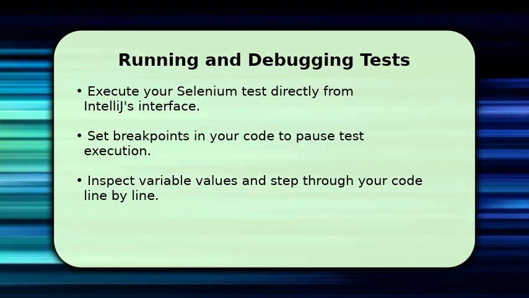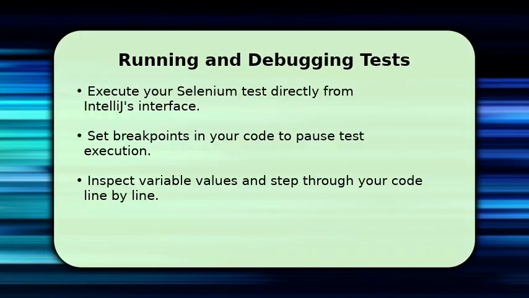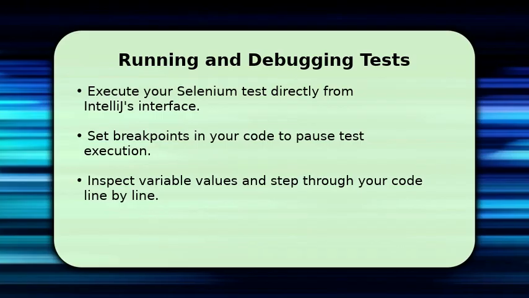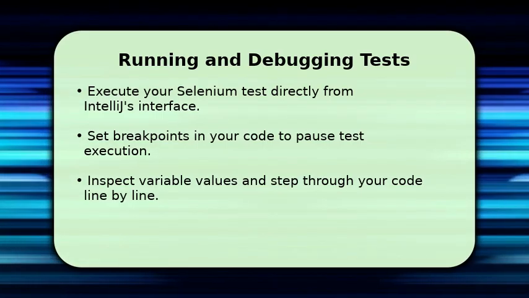To debug, set breakpoints at specific lines of code where you want to pause execution. When the test runs, it will stop at these points, allowing you to inspect variable values and step through your code line by line, which is invaluable for troubleshooting and understanding test flow.